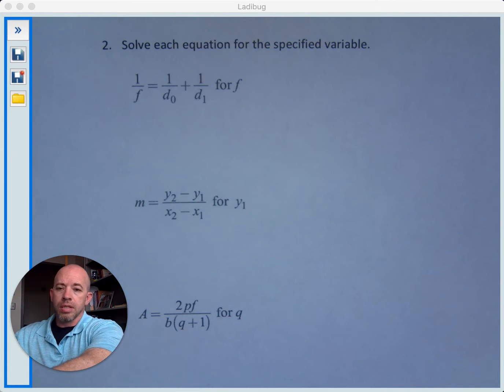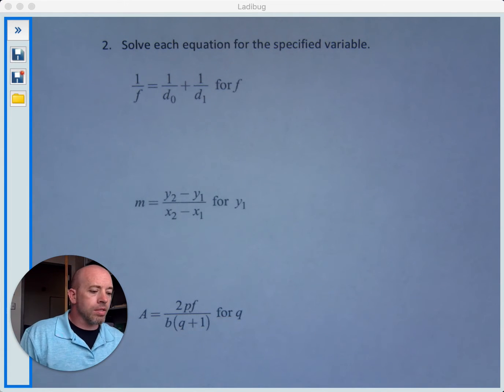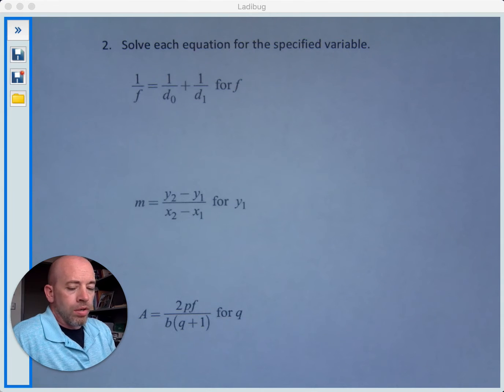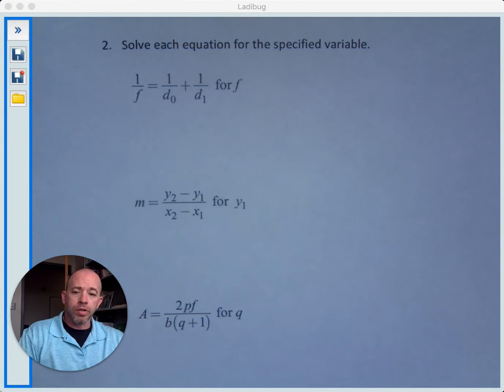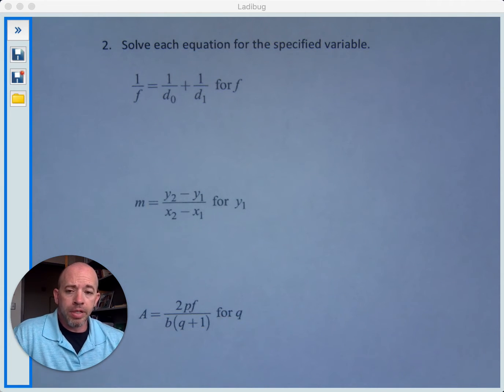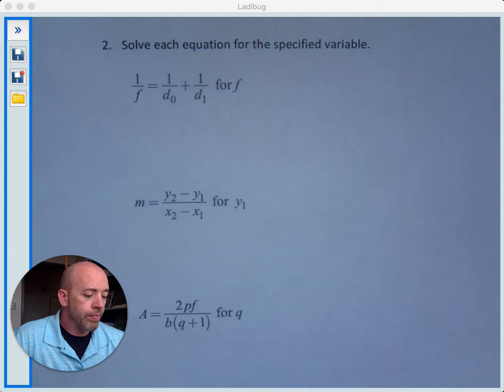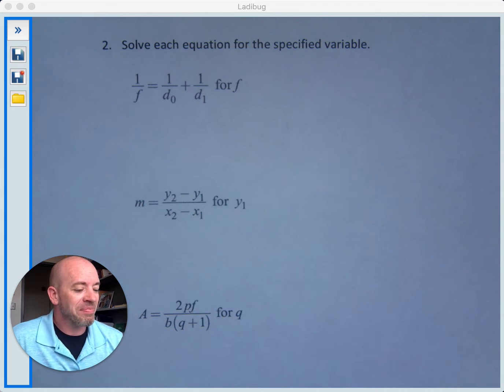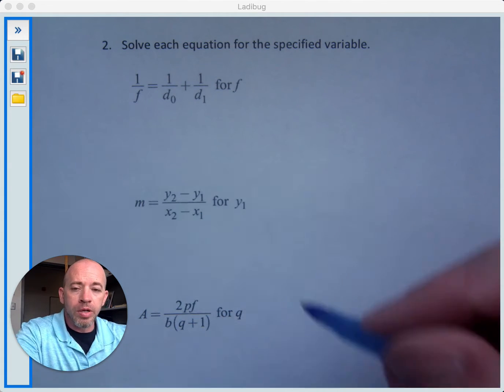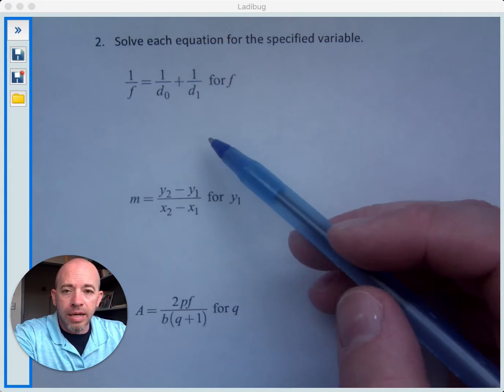Alright, so for this last page of notes in Chapter 6, we are going to solve for a specified variable when you have a rational equation that has several variables. And then we'll look at a couple applications involving what we call work problems. You're given some equations here. Let's just take them one at a time.